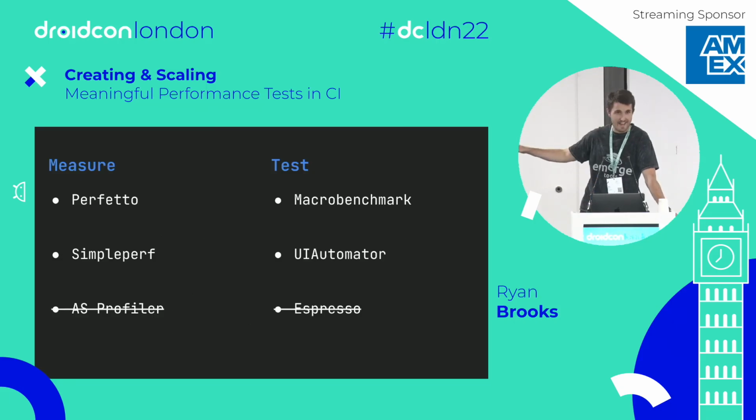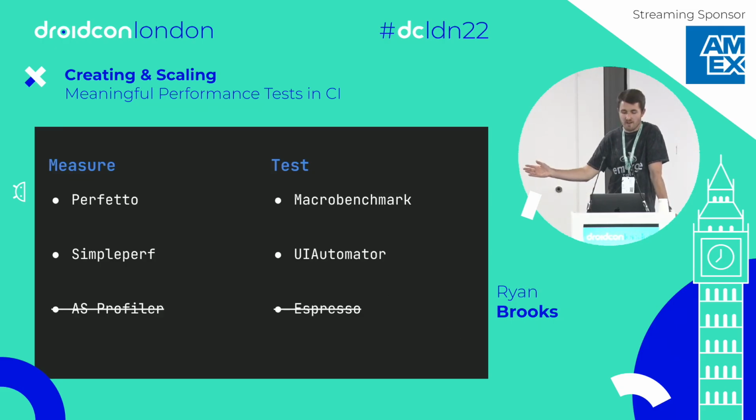In addition to that, I've crossed out two more from the list above. For the Android Studio Profiler, that's primarily for one-off tests. It's definitely a very useful tool. I think the Android Studio team is working on this quite a bit as we speak to improve it more. And it even uses the same tool under the hood that I'll actually get into in a few minutes, which is called SimplePerf.